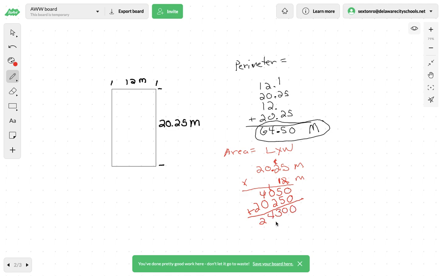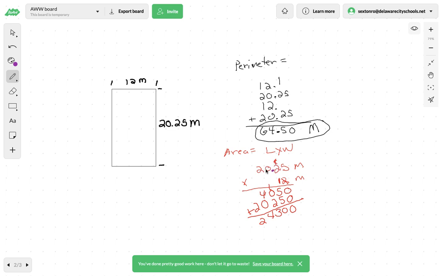Now, my answer has the digits 2, 4, 3, 0, 0. But I need to figure out where the decimal goes. So let's go back up here to our problem. How many decimal digits do I have? Let's see. I'm going to choose another color, and I'm going to underline the decimal digits. Decimal digits are just any digit after the decimal.